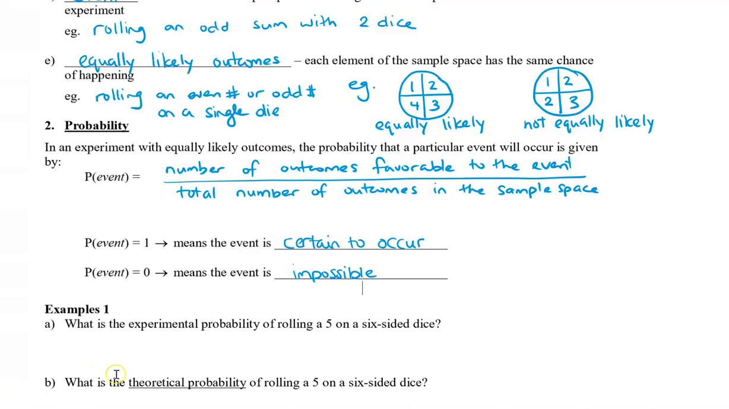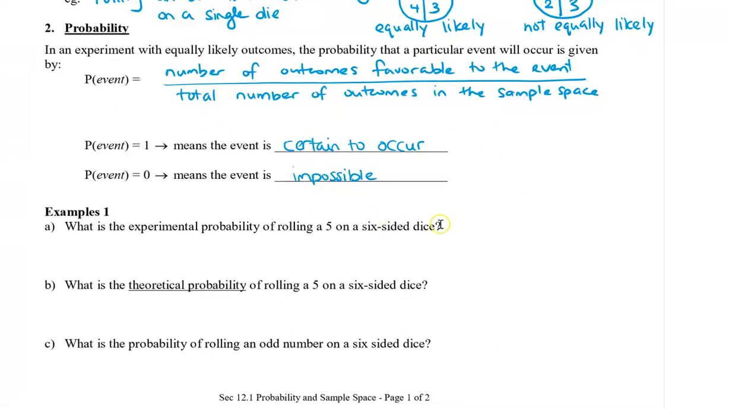So here, what is the experimental probability of rolling a 5 on a 6-sided die? Now, the only way that we know that is we actually have to carry out the experiment and then count how many times we roll a 5. However, in question B, what is the theoretical probability of rolling a 5 on a 6-sided die? We would say that the probability of getting a 5 is equal to 1 in 6 chances, because there's only one 5 on a 6-sided die, but there are a total of 6 numbers on the entire die.